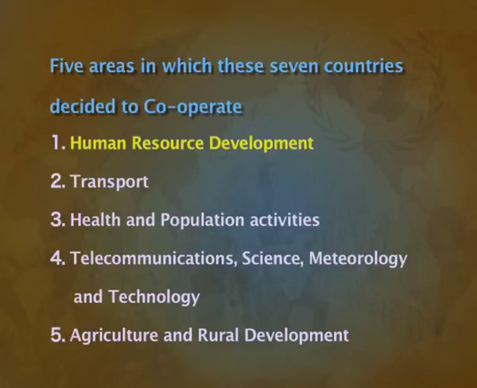What were these areas? The first area was human resource development. The second area was transport, linking each other with rail and road. The third important area was health and population activities. The fourth area was telecommunications, science, meteorology and technology. And the fifth important area was agriculture and rural development.